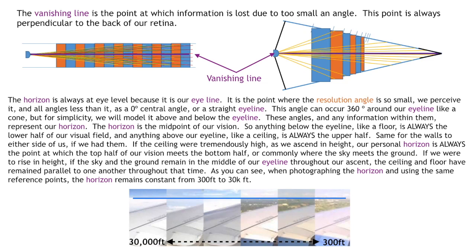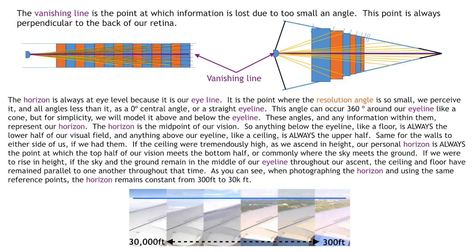The horizon is the midpoint of our vision, so anything below the eye line, like a floor, is always the lower half of our visual field, and anything above our eye line, like a ceiling, is always the upper half. Same for the walls to either side of us. They're always the left or right fields, if we had them. So if the ceiling were tremendously high, as we ascend in height, our personal horizon is always the point at which the top half of our vision meets the bottom half, or commonly where the sky meets the ground.